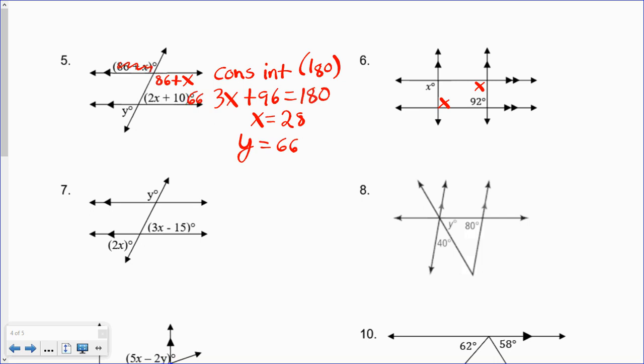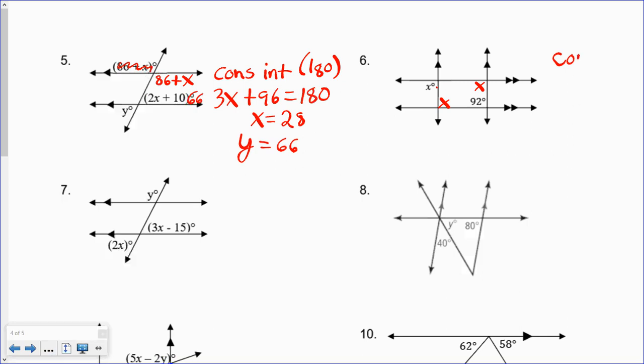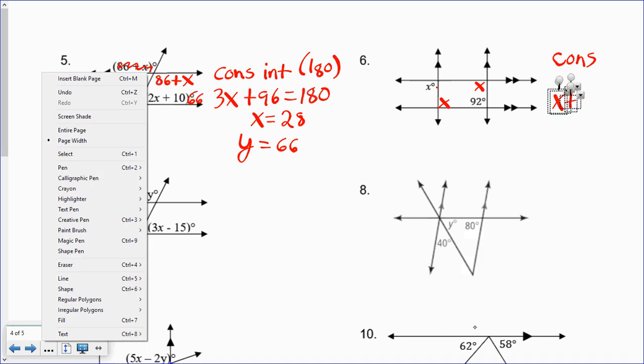Yep. So now, depending on which way you did it, you're going to be using consecutive angles. All right? What do you guys know about consecutive angles? They equal 180. They do equal 180. So that means... yes, it should be 88. I got 68.